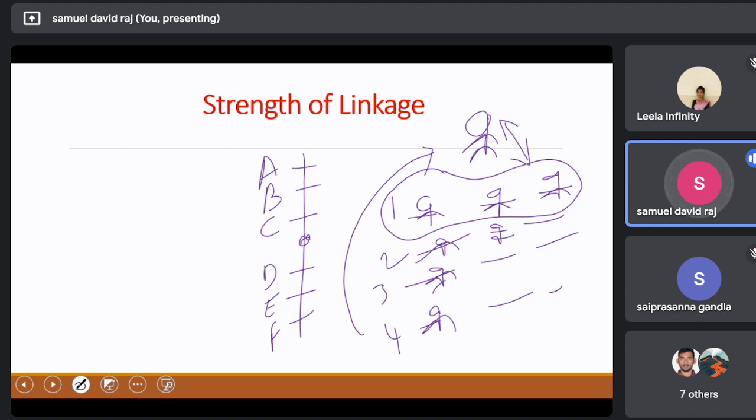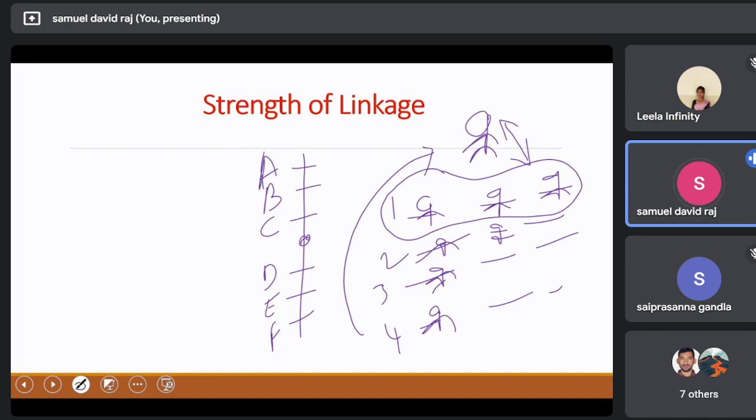The closer you are with your father, your mother, your teacher, your friends, the more the strength of this bonding. This is called linkage. The more distant you are, what happens? The strength of linkage decreases.